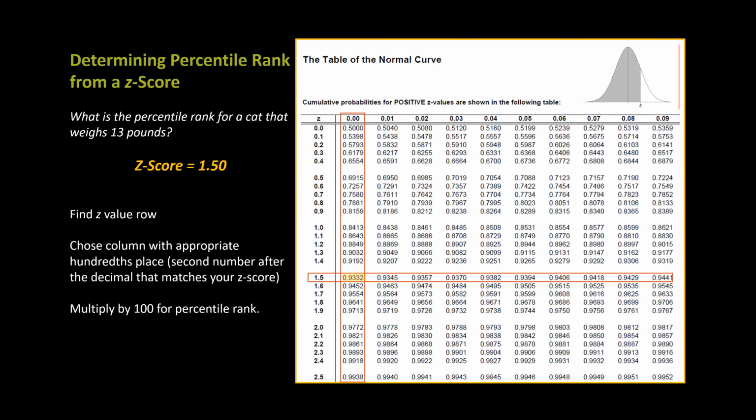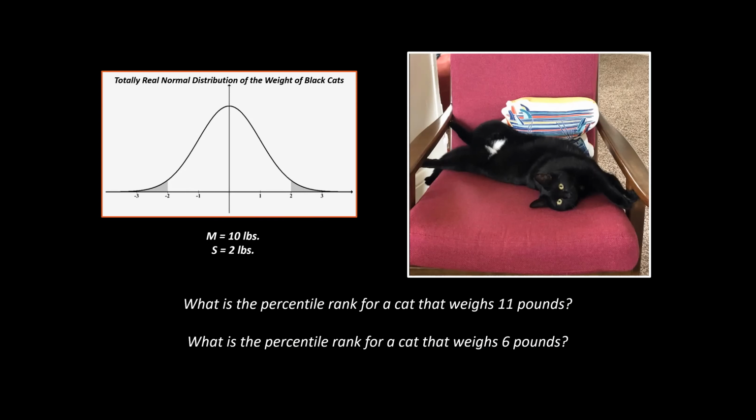And that's 0.9332. So we're going to multiply that by 100 to find our percentile ranking. And we get 93.32. And that's Kai's percentile ranking. So 93.32% of cats are Kai's weight or below, which means that she is a bit chunky. But let's find the percentile ranking for a cat that weighs 11 pounds and the percentile ranking for a cat that weighs 6 pounds. Since we already found their z-scores, all we have to do is use the tables to find their percentile rankings.